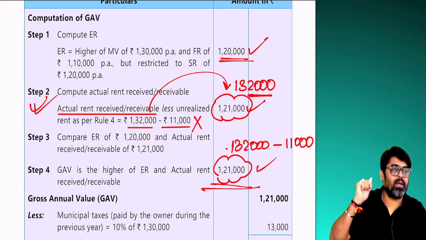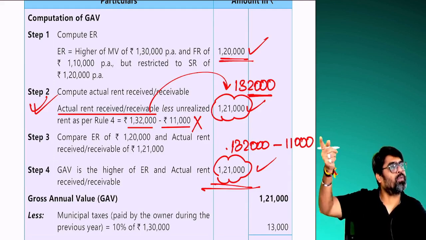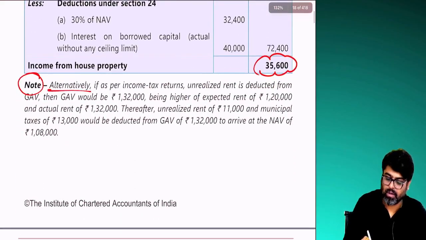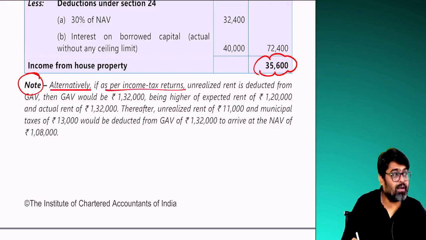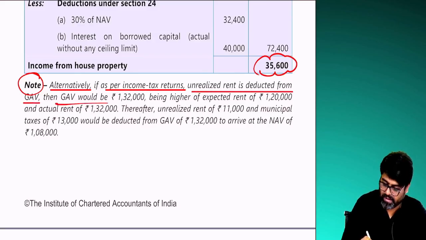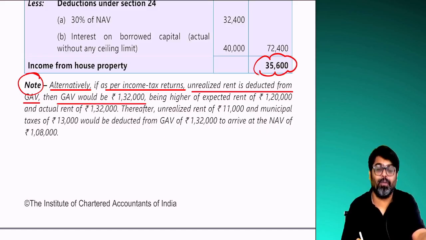Now what have they done? They have reduced from actual rent. Now see what note they are writing. Alternatively, as per income tax returns, the unrealized rent is deducted from GAV, then GAV would be 1,32,000. We also got 1,32,000.